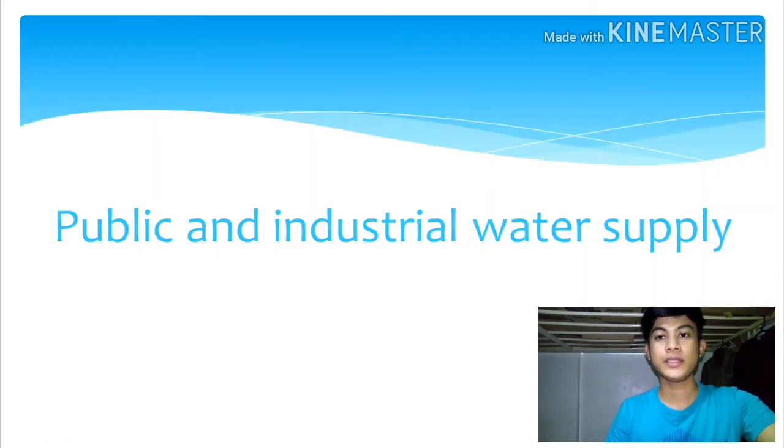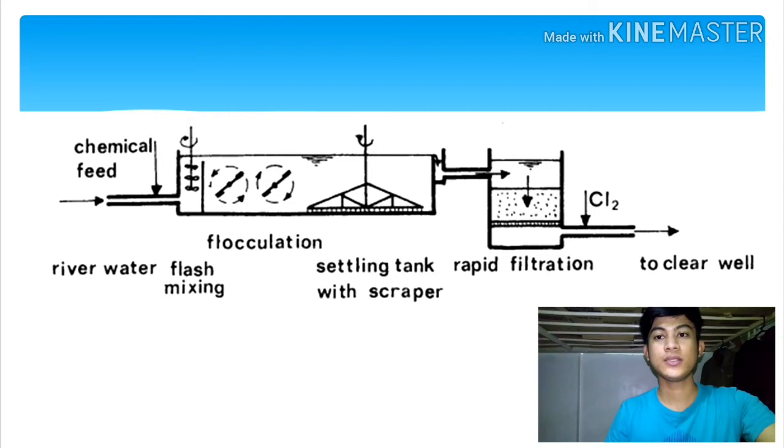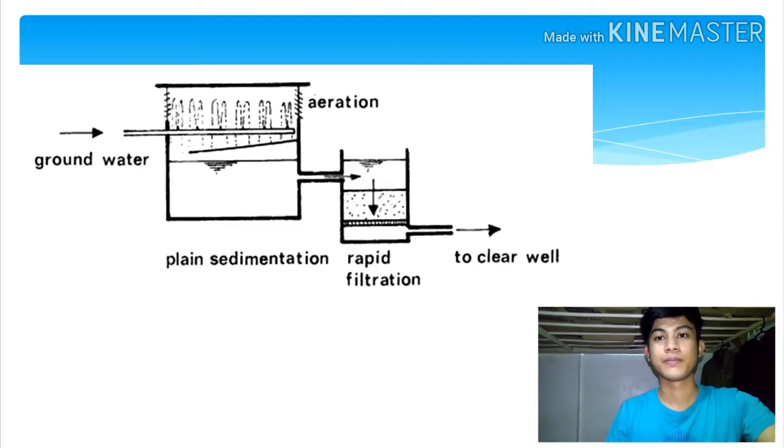First is public and industrial water supply. Filtration is the main treatment to which water is subjected. Here in the diagram, the mixture is agitated quickly and thoroughly in a process called flash mixing. Flocculation is a process in which the destabilized particles are bound together by hydrogen bonding or van der Waals forces to form larger particles, or floc, during which further particulate removal takes place by entrapment.